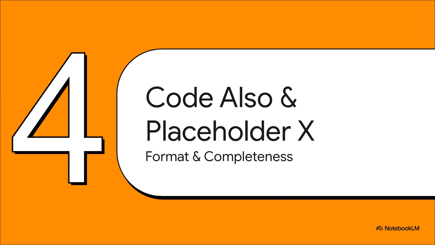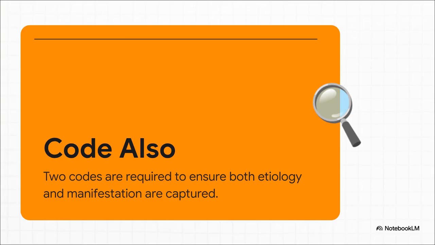Okay, moving on to Section 4, code also and placeholder X. These final two conventions are just absolutely crucial for code completeness and getting your structural formatting right. The code also note ensures that both the etiology and the manifestation are captured. Now, it does leave the specific sequencing order up to the official guidelines, but it's essentially saying, hey, don't forget, these two conditions go hand in hand. Depending on the specific circumstances of the admission, you'll have to dive into the guidelines to figure out which one is actually the principal diagnosis.